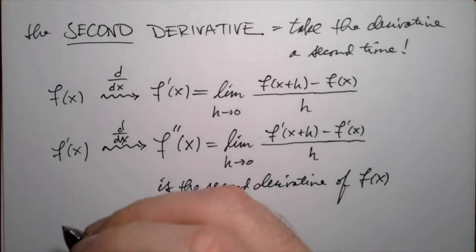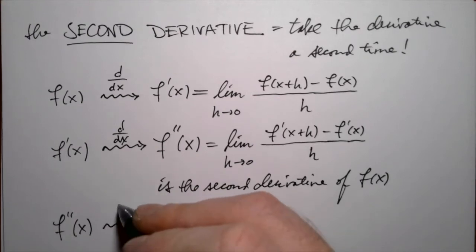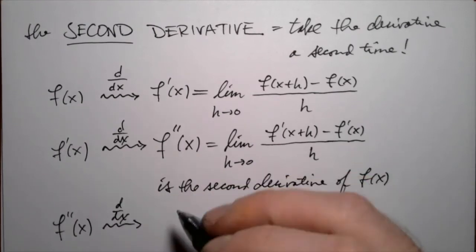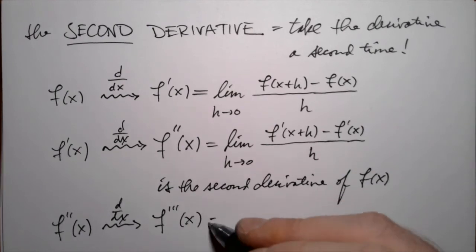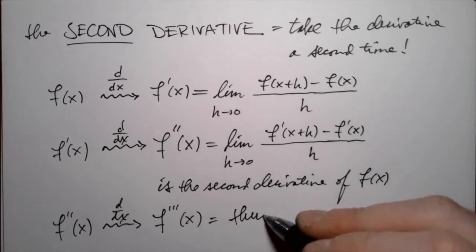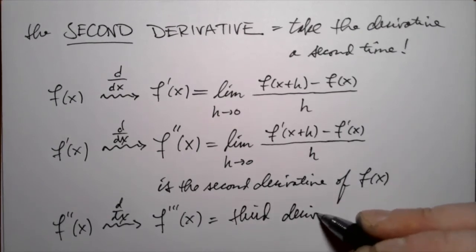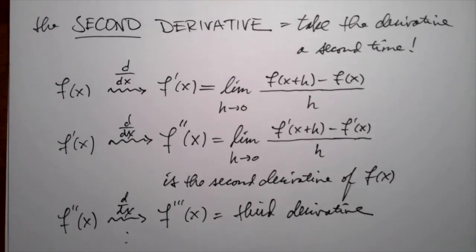All right, and now you can actually keep on doing this process forever if your function is well behaved enough. You could take the derivative again and get three primes. I won't write down the formula. It would be the same sort of thing. This would be the third derivative, and so on. You can just keep on doing this process.